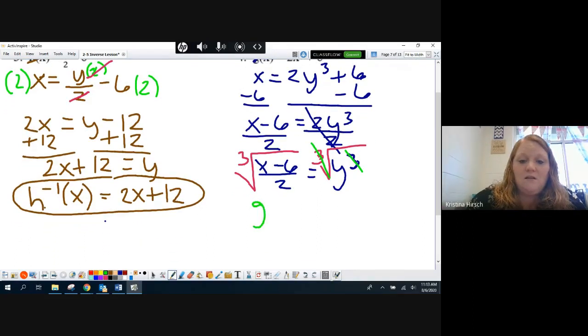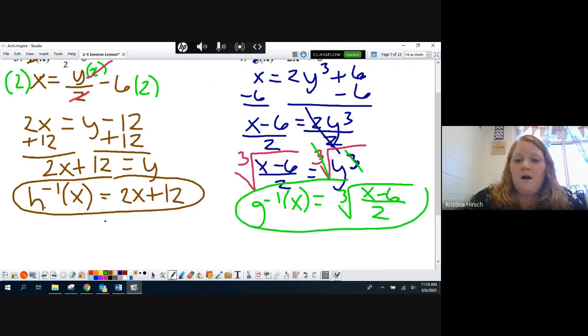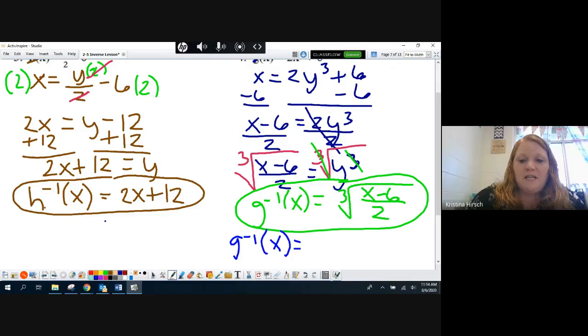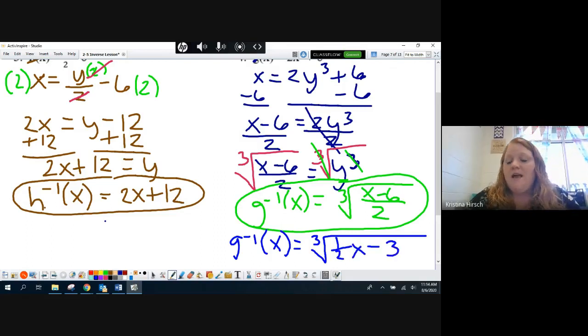So I'm going to have g to the -1 of x equals the cube root of (x minus 6) over 2. All right, and I could write that in a more linear format if I wanted to. It would look like this. I just like you to see it in different formats because you never know what you're going to see later. So this would be 1/2 x minus 3. That's because this is technically a 1, so 1/2 with an x, and then -6 divided by 2 is -3. So again, either of those are acceptable.